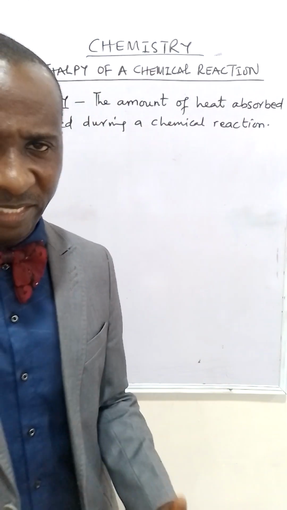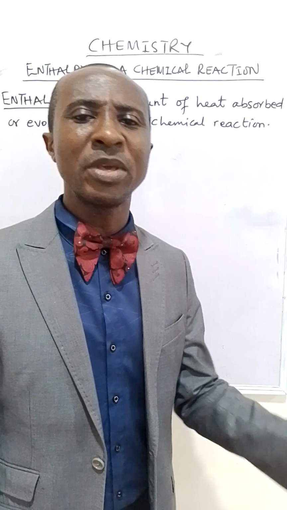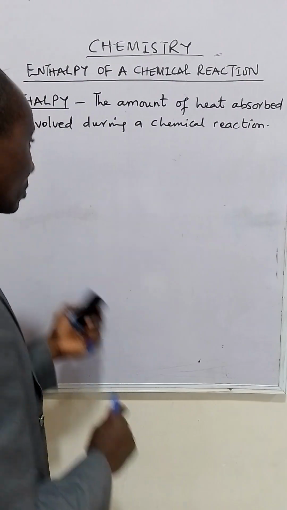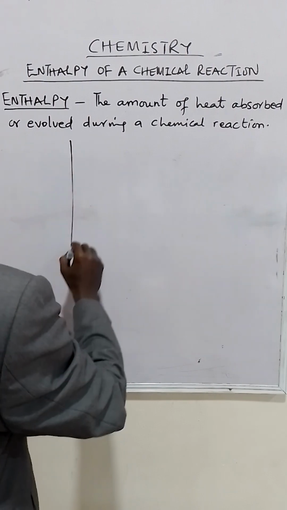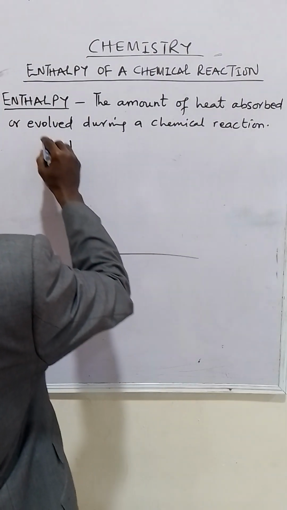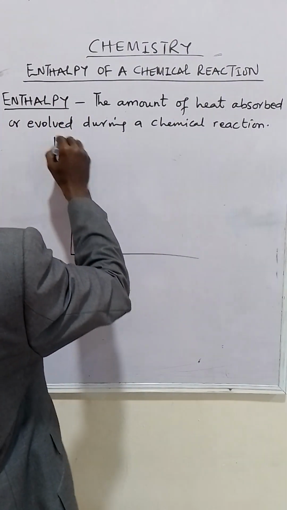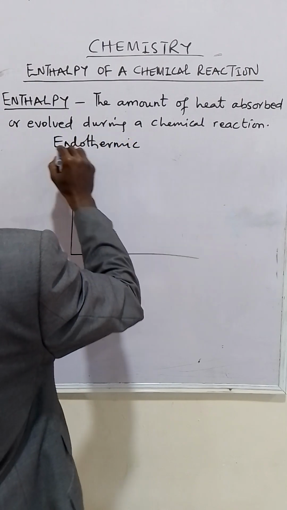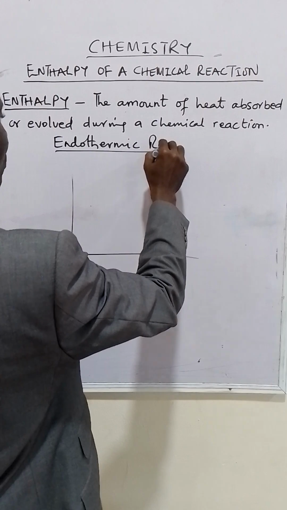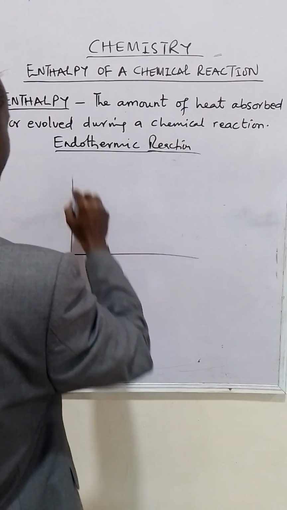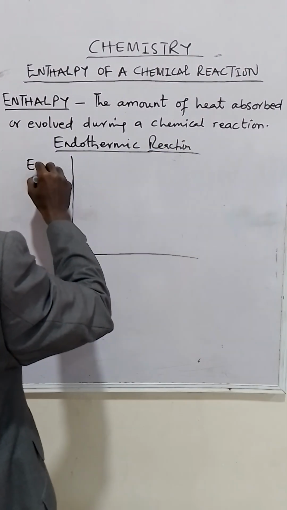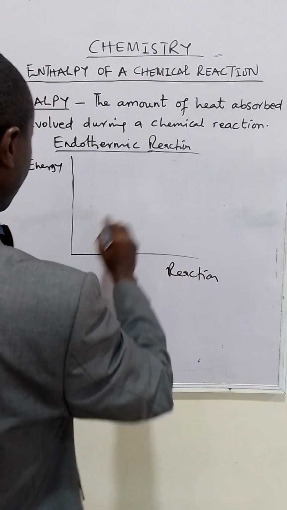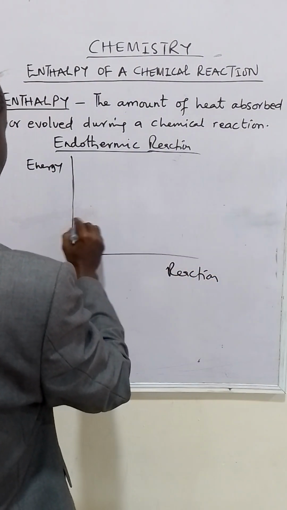How do we calculate this? How do we know the enthalpy of such a chemical reaction? Now this is how we're going to do it. Here is the energy profile of a typical endothermic reaction. Okay, now what do we have? We have the energy axis and we have the reaction axis. Okay, this is how we go about it.